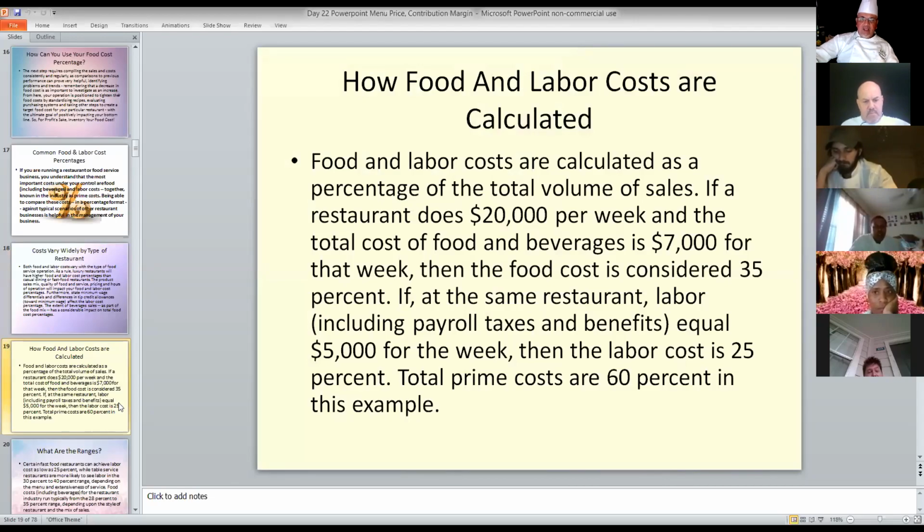How are food and labor costs calculated? They are calculated as a percentage of total volume of sales. If a restaurant does $20,000 a week and the total cost of food and beverage is $7,000 for that week, then the food cost is considered 35%. If, at the same time, the same restaurant's labor, including payroll, taxes, and benefits, equals $5,000 a week, then the labor cost is 25%. Total prime costs are 60% for this example.